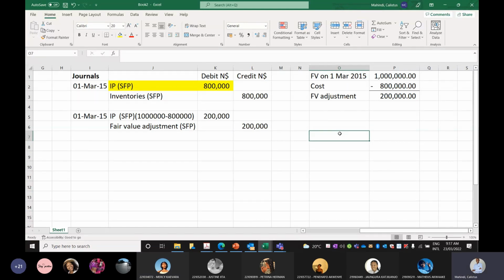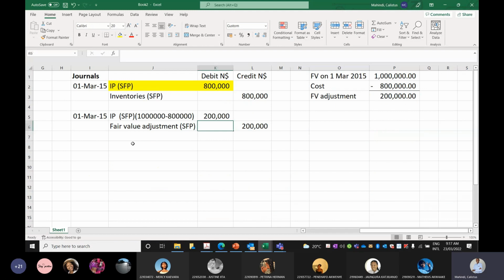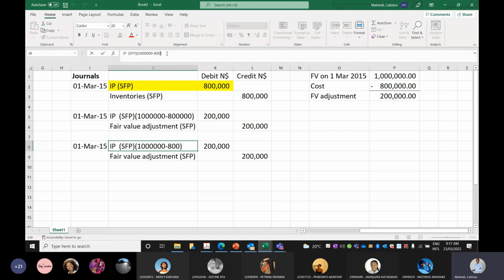Okay. And then again, we are told that on 31 December 20x5, the fair value is 1.5 million. Again, this property has increased. I'm not putting narrations for now because I'm not even answering the question. These journals are not part of the question. So the fair value of the building has increased from 1 million to 1.5 million. So we have a difference of 500,000, and we'll have to put a journal entry for 500,000.